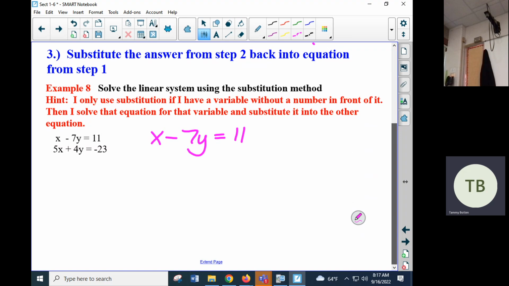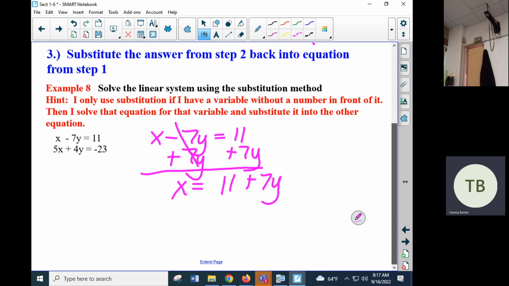And then what we would do here is we would take this and we'd solve it for x. Okay, so we're going to take this equation, bring the 7y over by adding 7y. And then we'd get x equals, and you know, before I always told you to put the variable in front. That's only when you're doing slope-intercept form. So here you could, but you don't have to. You can just go 11 plus 7y. So what we've done is we've taken that first equation, we've solved it for x.